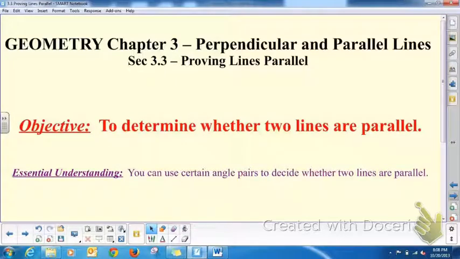Hi, welcome back to Geometry, Chapter 3, Perpendicular and Parallel Lines. This is Section 3.3, Proving Lines Parallel. Our objective in today's lesson is to determine whether two lines are parallel. It's essential that you understand you can use certain angle pairs to decide whether two lines are parallel.